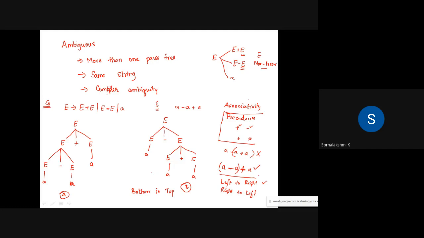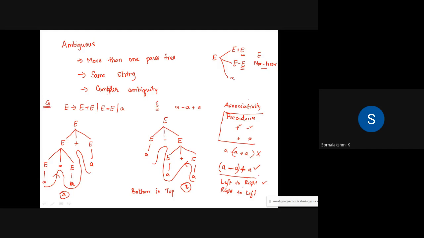Can you tell me which tree is correct, A or B? A, ma'am. Yes, A is correct. Why? Minus comes first here and then it goes in this direction, because the bottommost operator is minus. So it first sees this and then goes here. Whereas in the other case, it does a plus first and then goes to minus.